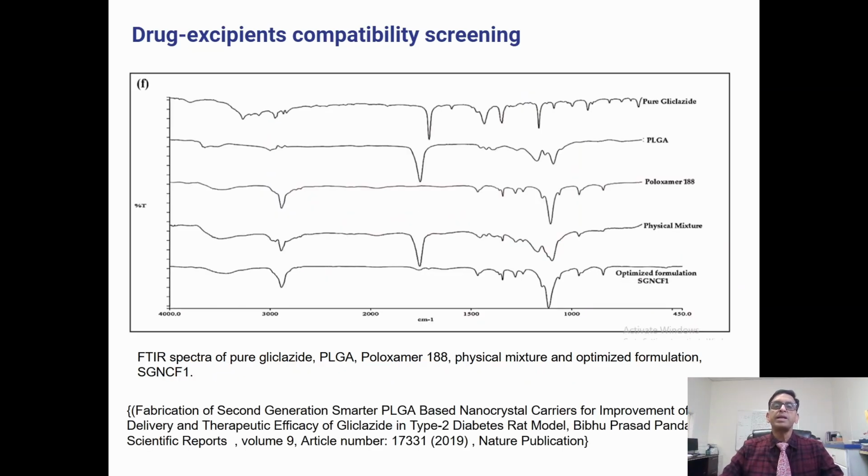Similarly, FTIR is another analytical technique to understand the drug excipient compatibility. Here, we take individual excipients and mix them with the drug, and the drug individually, and a profile of all of them is carried out. Now run the FTIR study for the drug, the individual excipients, the physical mixture and the optimized formulation. Then comparatively analyze whether the characteristic behavior of the drug is retained or not.